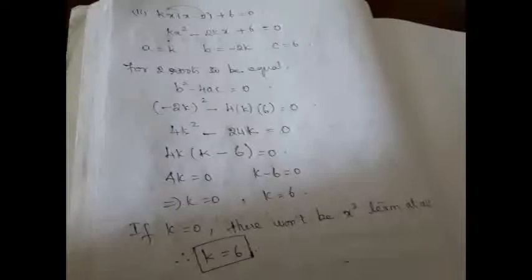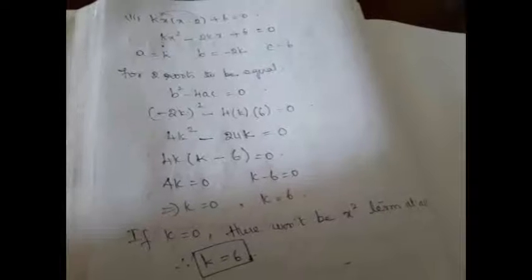In the previous problem there were opportunities for k to have two values, so we kept both. But here if we put k equal to 0, the entire equation reduces to a constant polynomial, 6. So there is no chance for k to take up the value 0, therefore it should be only 6, right? Now let us see how we can solve the third question.